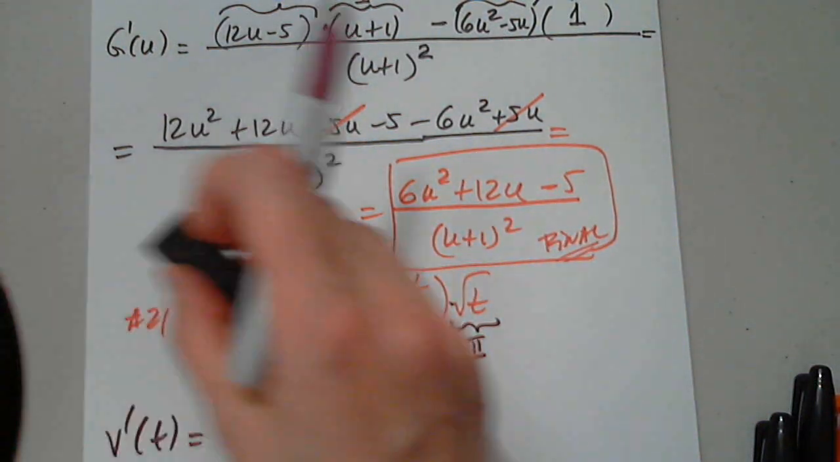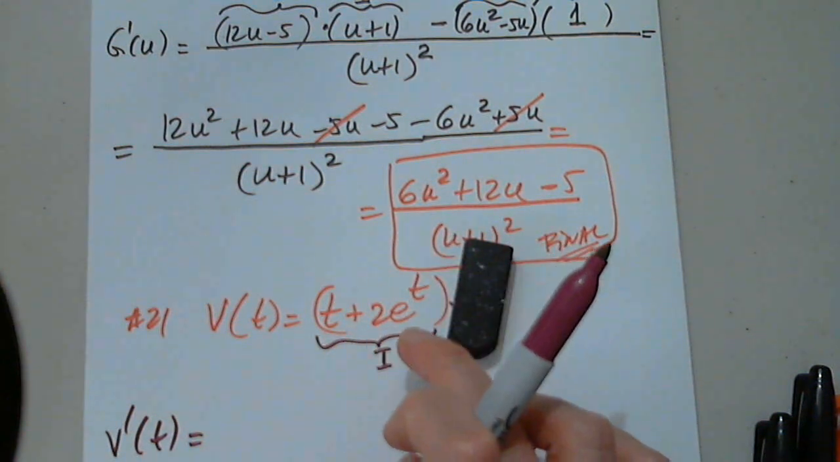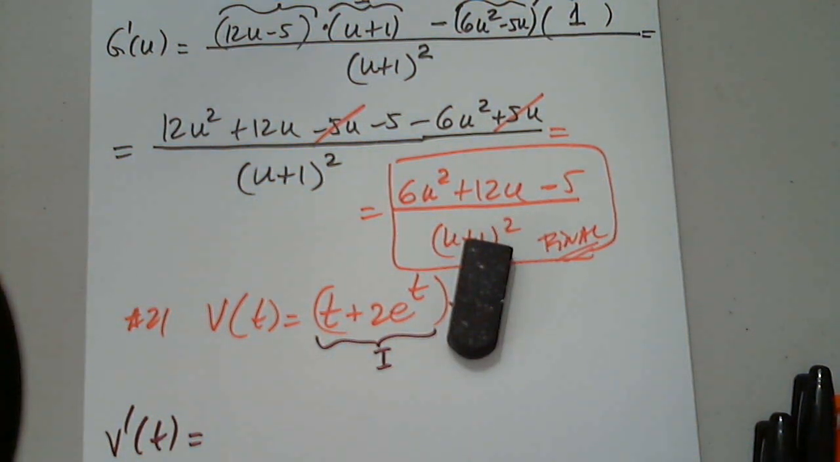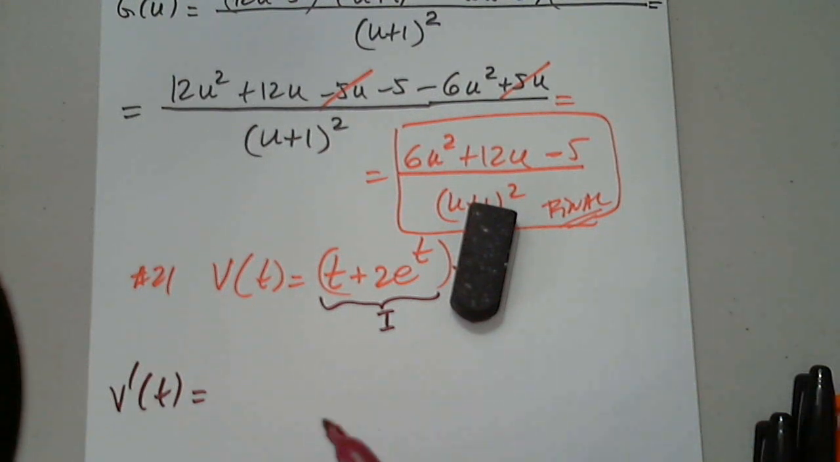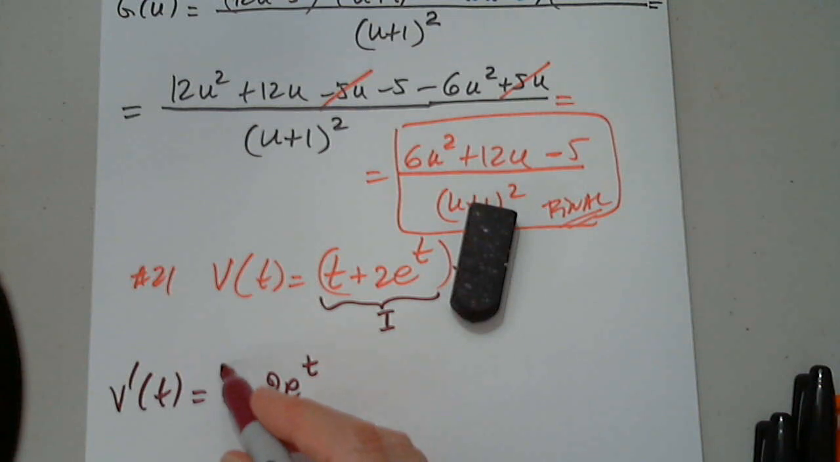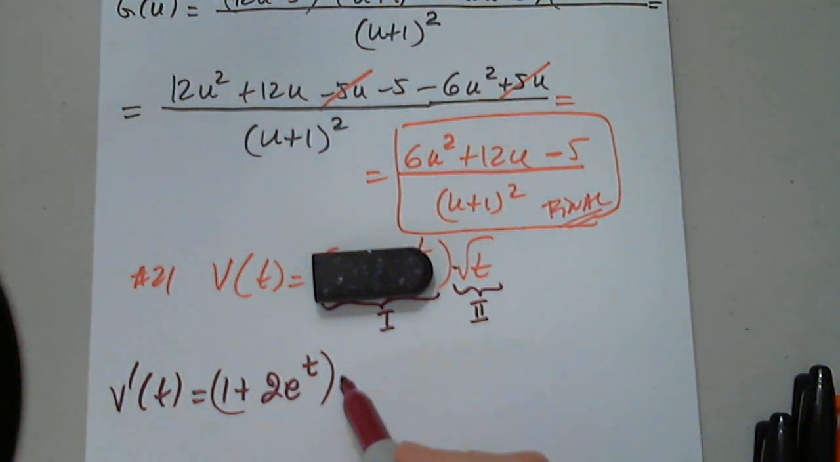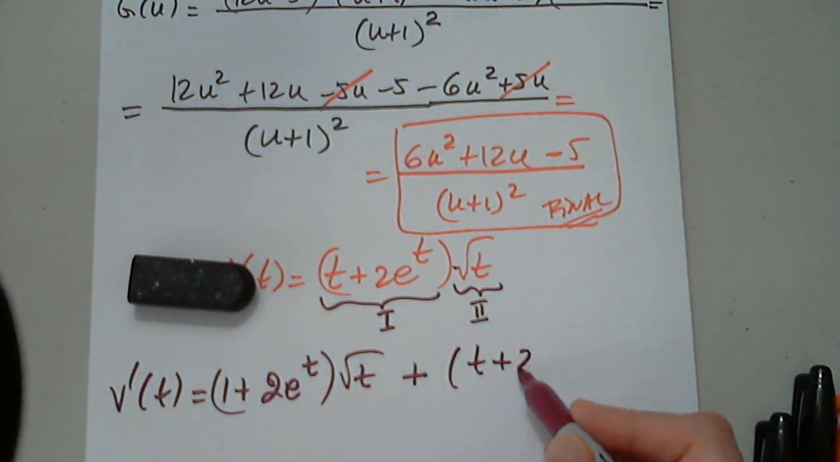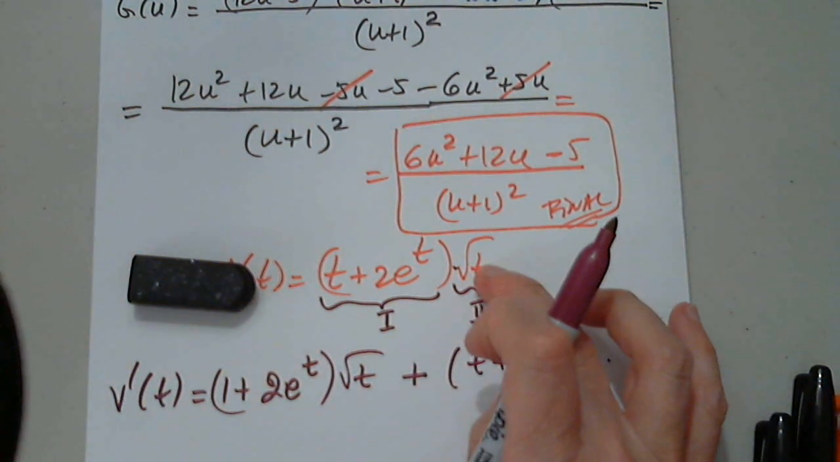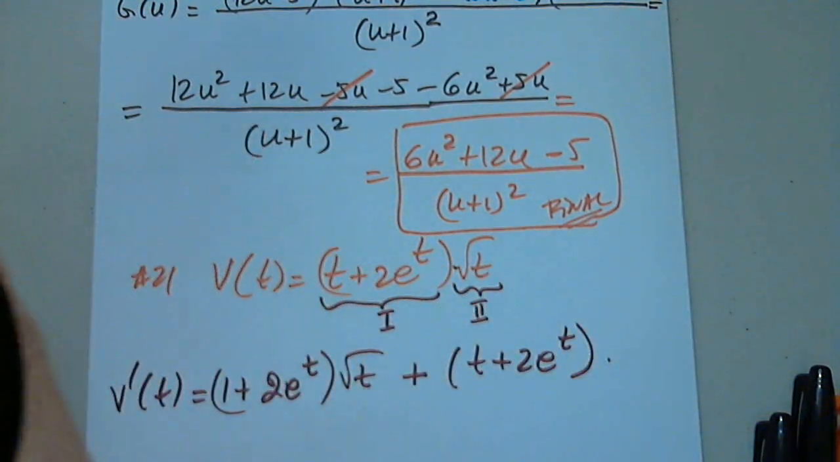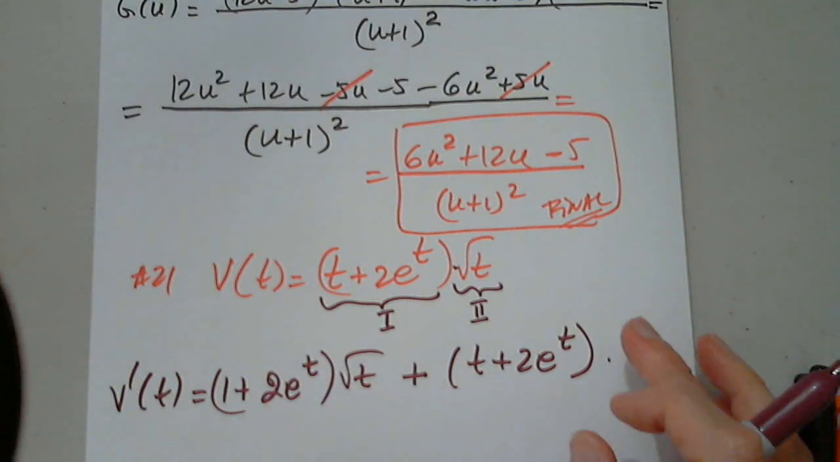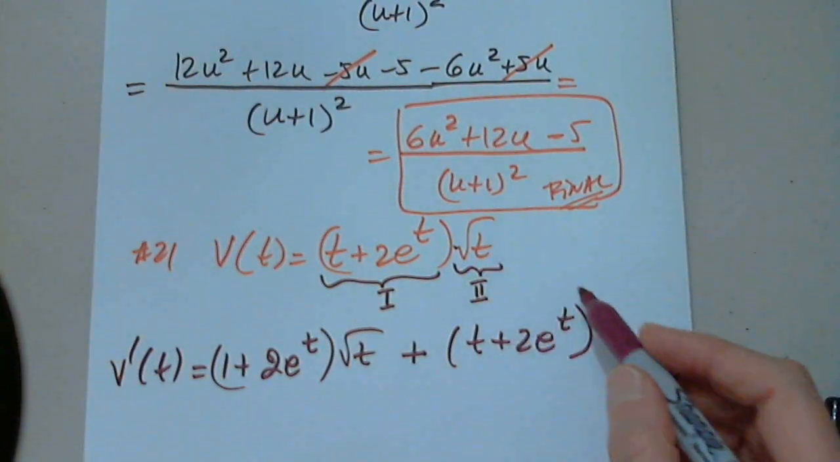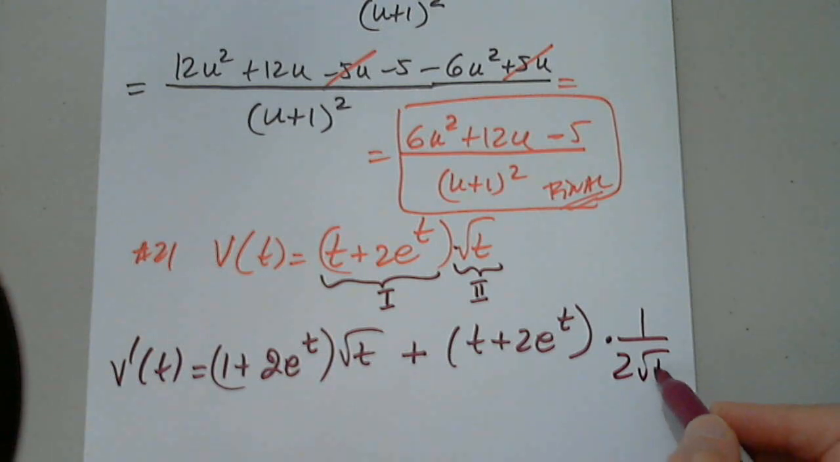Can anyone differentiate t plus 2e to t for us? 1 plus 2e to t. That's it. The product rule says times the second function plus copy the first function and now times the second function prime. And remember, this is one of the rules. I say please blink. Blink and tell me what it is. 1 over 2 times root t. That's it.